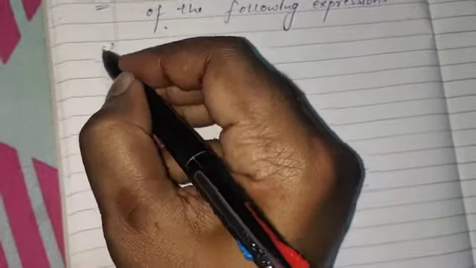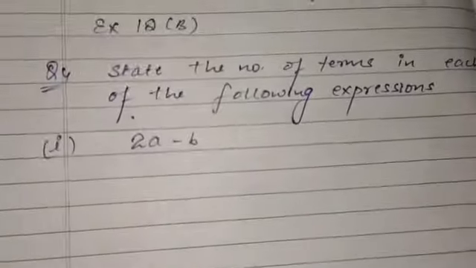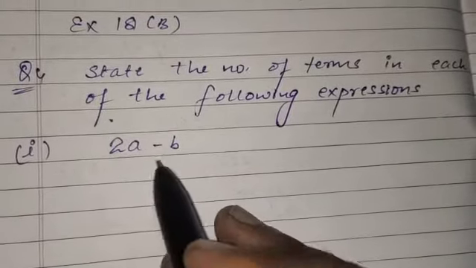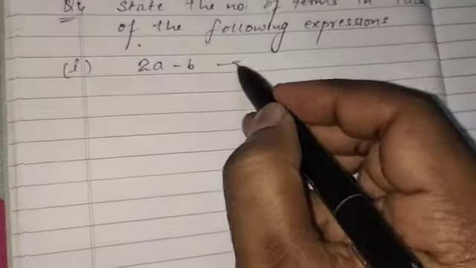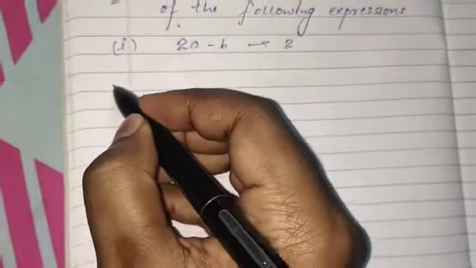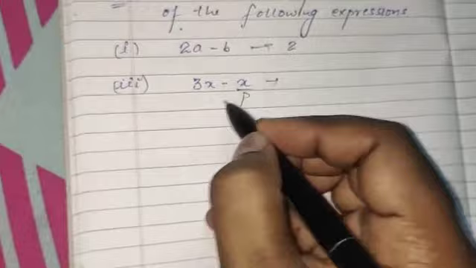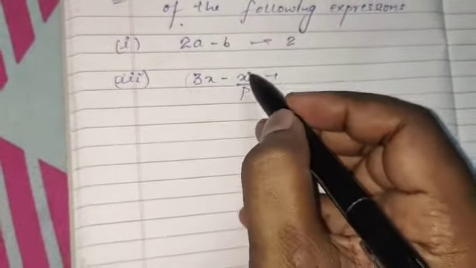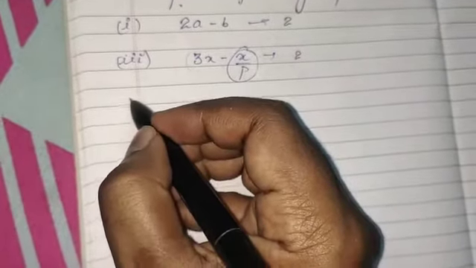First one is 2a minus b. You have to just tell how many terms are coming in this expression. So simply this is 1 and this is 2. So there are 2 terms in this expression. Now let's see the third part. Third part is 3x minus x upon p. So how many terms are there? One term is 3x and the next term is x upon p, which is 2 terms. Clear?